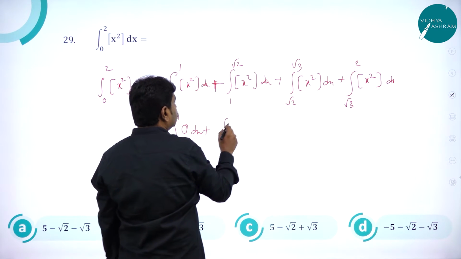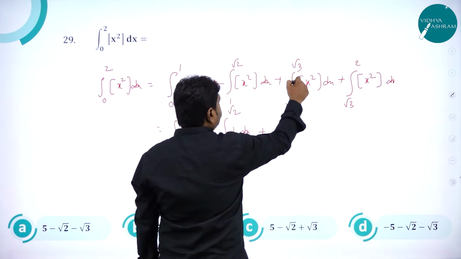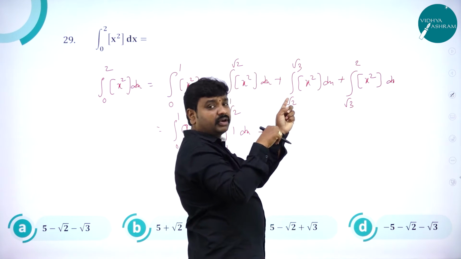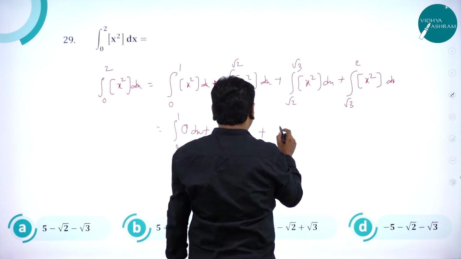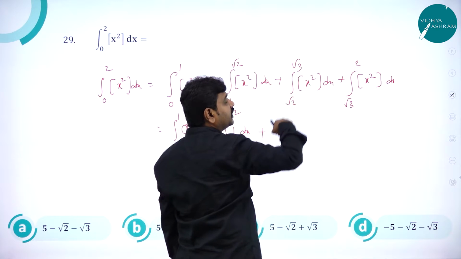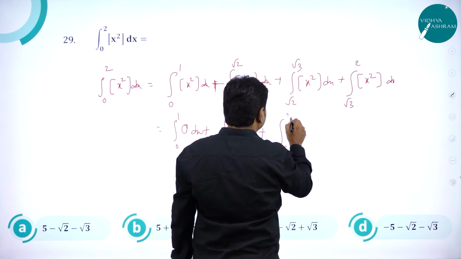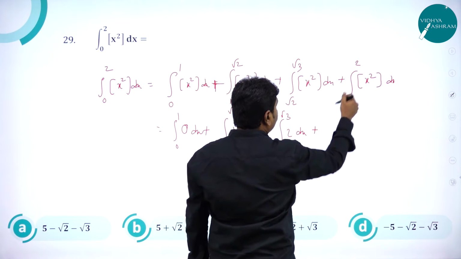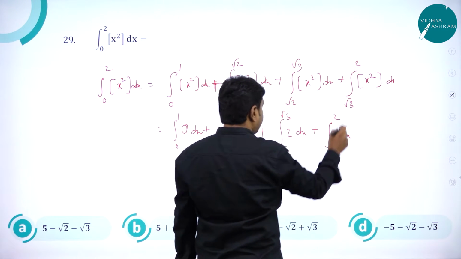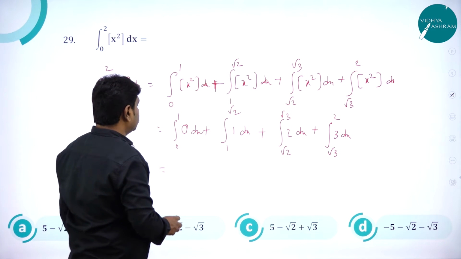This is 1 to root 2, it will give 1 dx, and root 2 to root 3, that means 1.414 to 1.732, square bracket of this gives you 1. So root 2 square is 2, 2 to 3 it gives you 2 dx. Now 3 to 4 it gives you 3 dx. Carefully you should substitute. Apply upper limit minus lower limit. Integral of 0, just leave it 0.